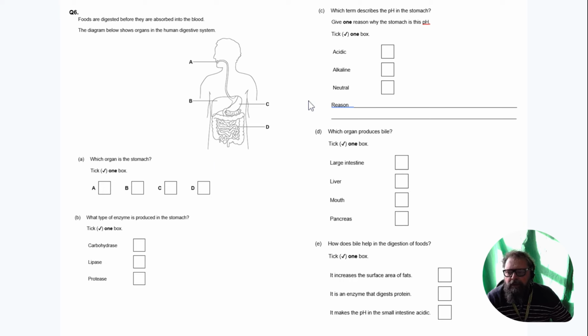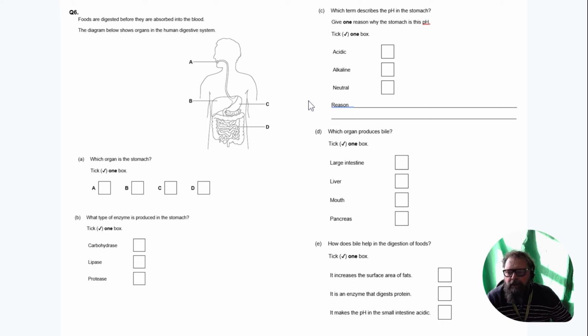Part D, which organ produces bile? Fact to learn, bile is made in your liver. And how does it help? It makes fats break down into tiny droplets. The reason tiny droplets are easier to digest is because there's a bigger surface area for the lipase enzyme to work on.